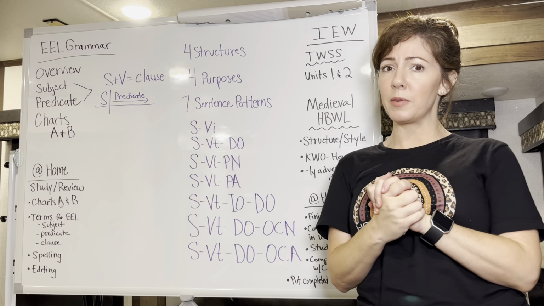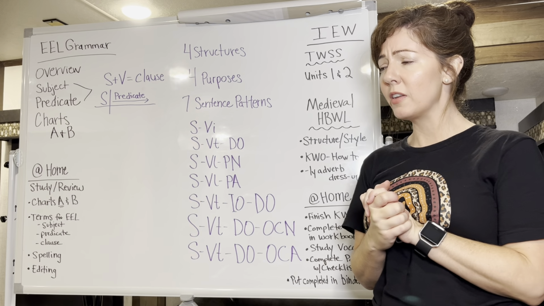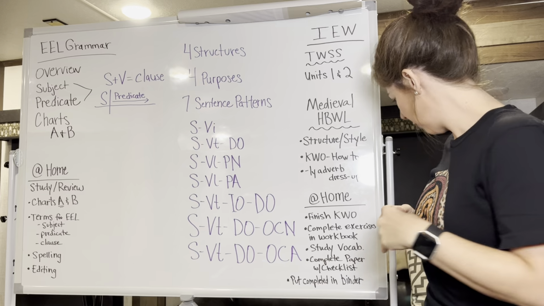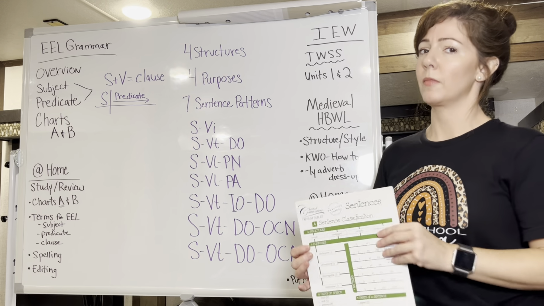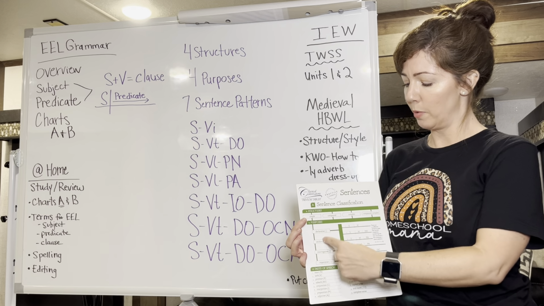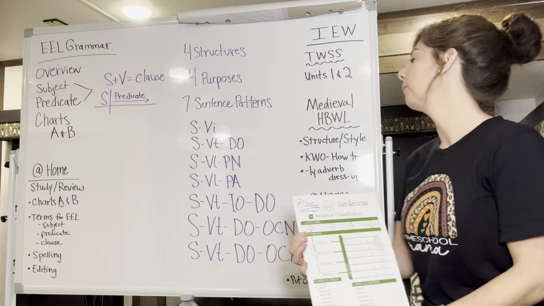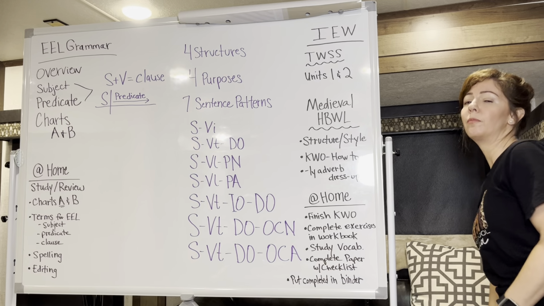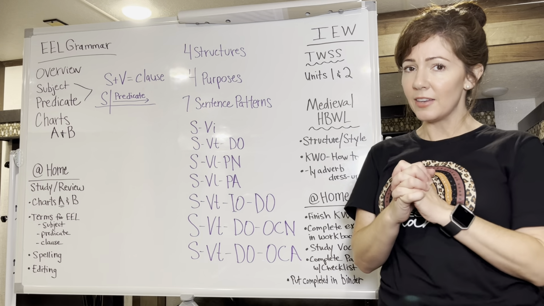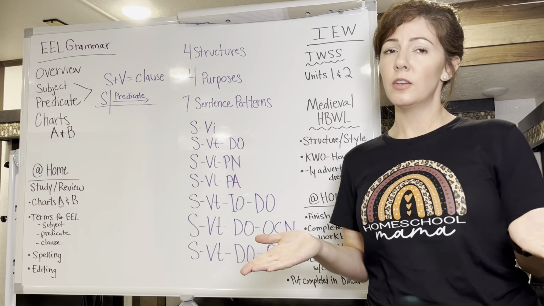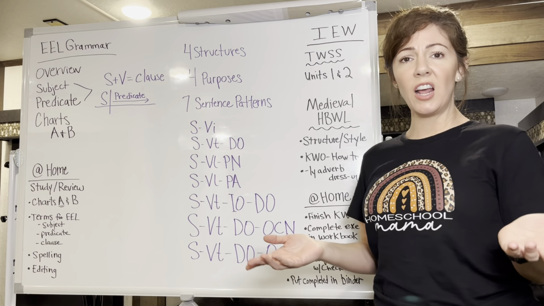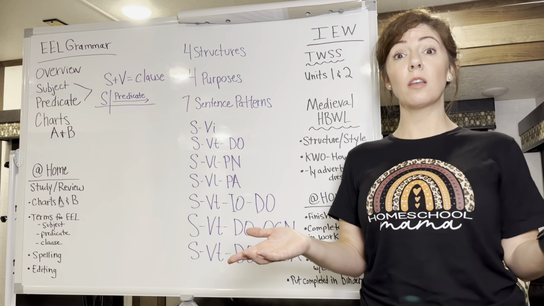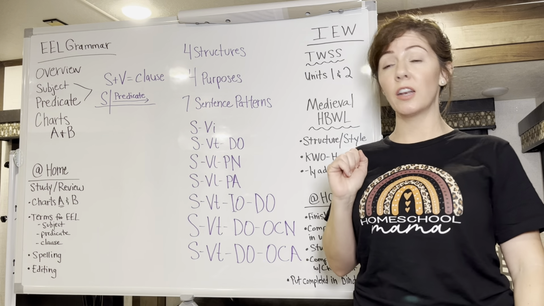Now we're going to look at four purposes. Our four purposes, you may be a little bit more familiar with those. On our chart A, our four purposes run right along here. And our four purposes are declarative. We're just making a statement, putting it out there, just saying something, declaring it with a period.